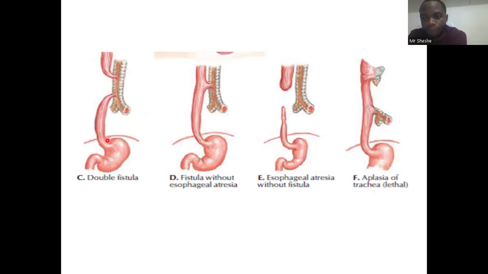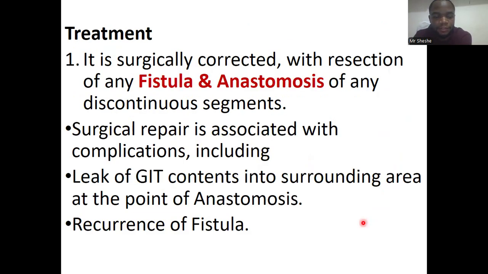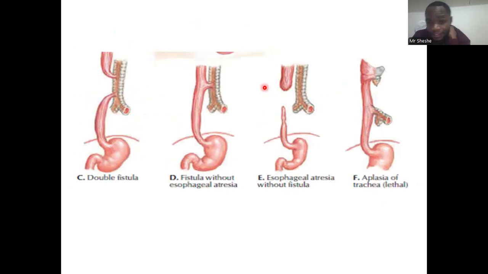Okay, so most of these tracheoesophageal fistulas occur congenitally, okay, when the processes of development go amiss due to various reasons. So they fall under what we call congenital disorders. Okay, so mainly it's surgery, correction of the fistula, and anastomosis. Now, when fistulas are discovered, mainly you find that other investigations have to be done.